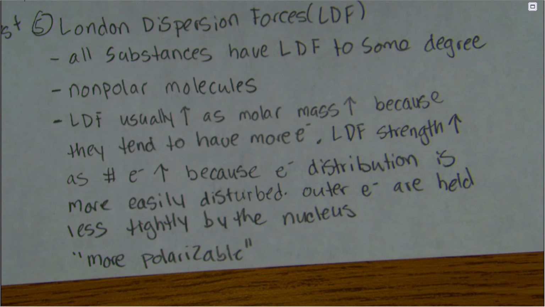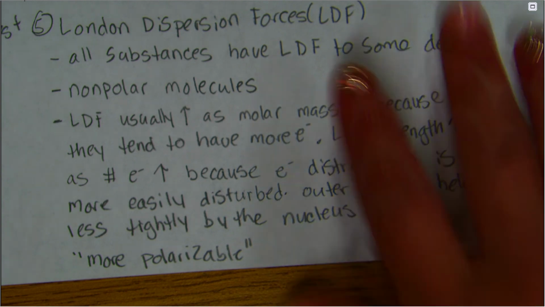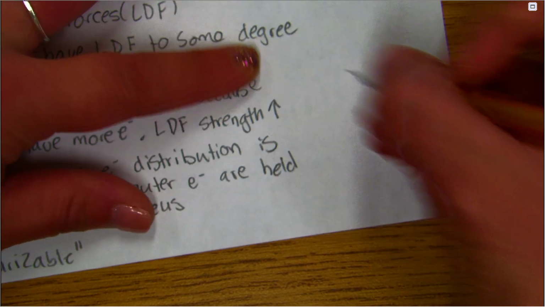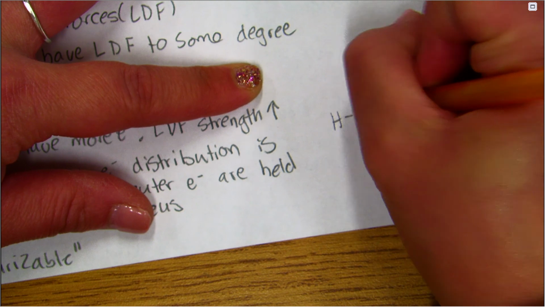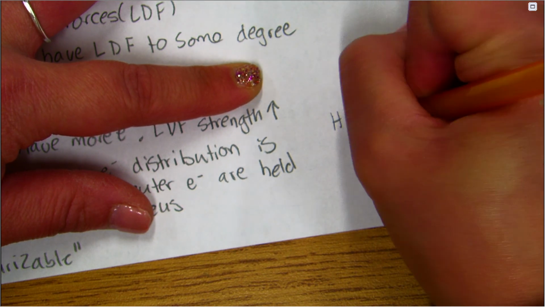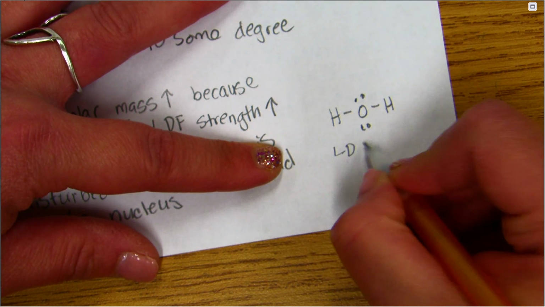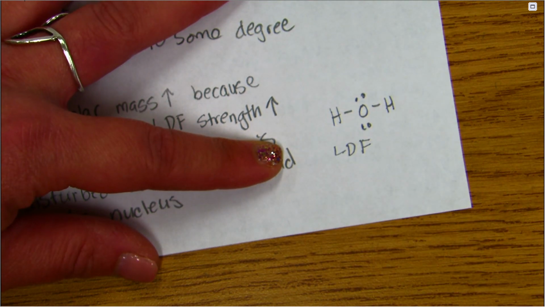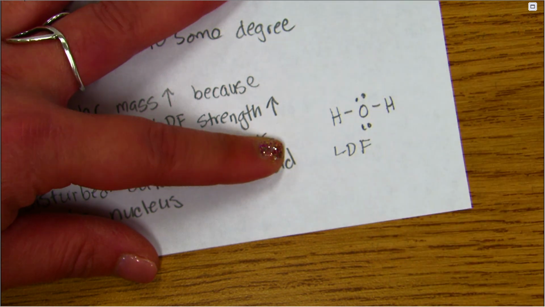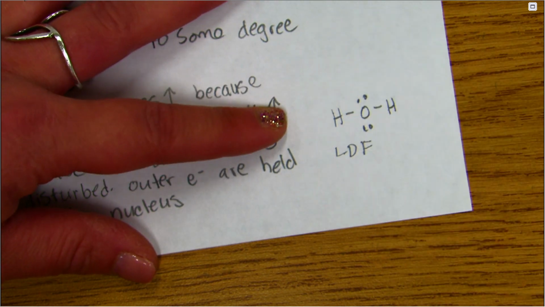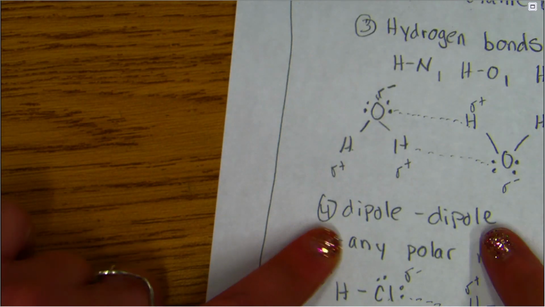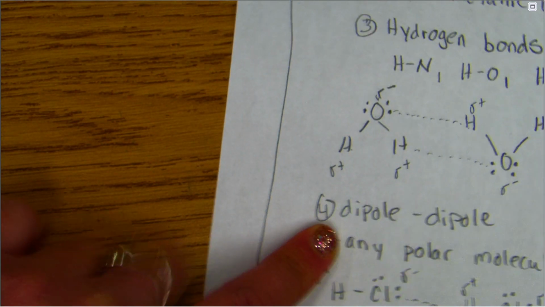Now the question becomes, which force is the strongest force within that substance? And so let us go back to water once again. Here's water. All substances have London dispersion forces to some degree. So water does have London dispersion forces because it has atoms in it which have electrons. It is polar. Yes, it is polar. Therefore, it has a dipole-dipole.